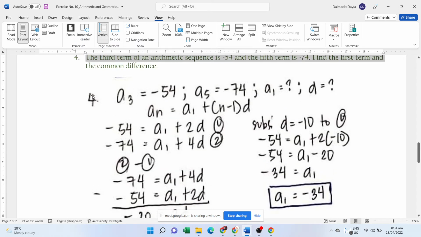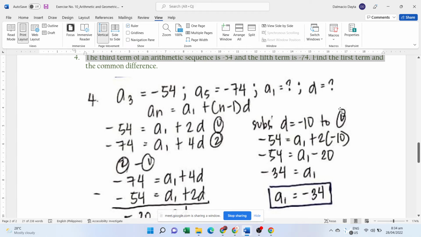Please explain. Sige. Number 4. The third term of an arithmetic sequence is negative 54 and the fifth term is negative 74. Find the first term and the common difference. Since wala po yung first term po, ginawa ko po yung third term tsaka fifth term po in sa equation.